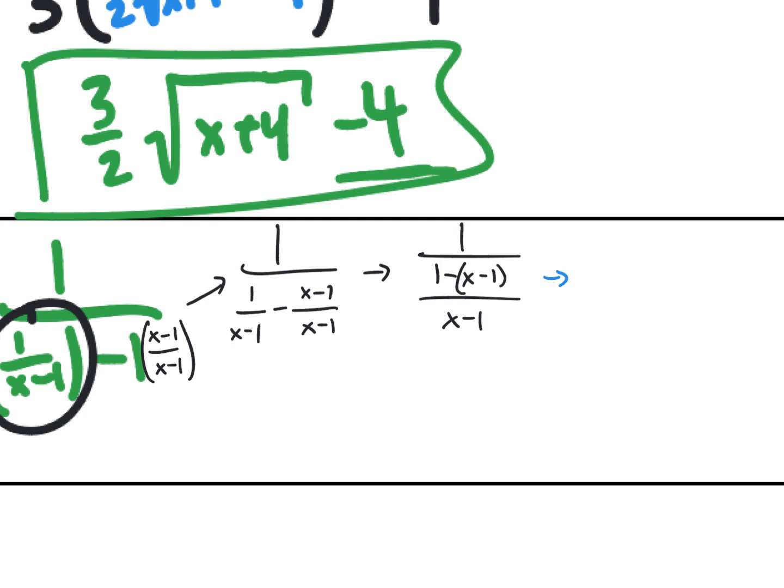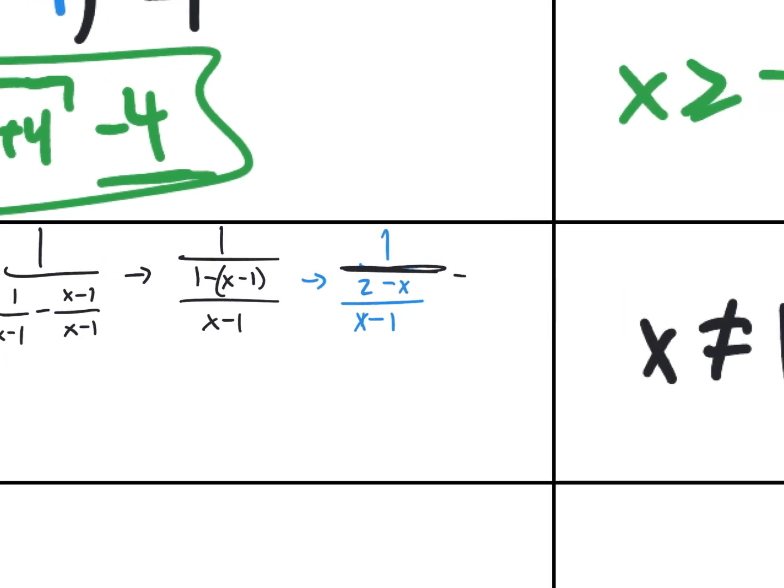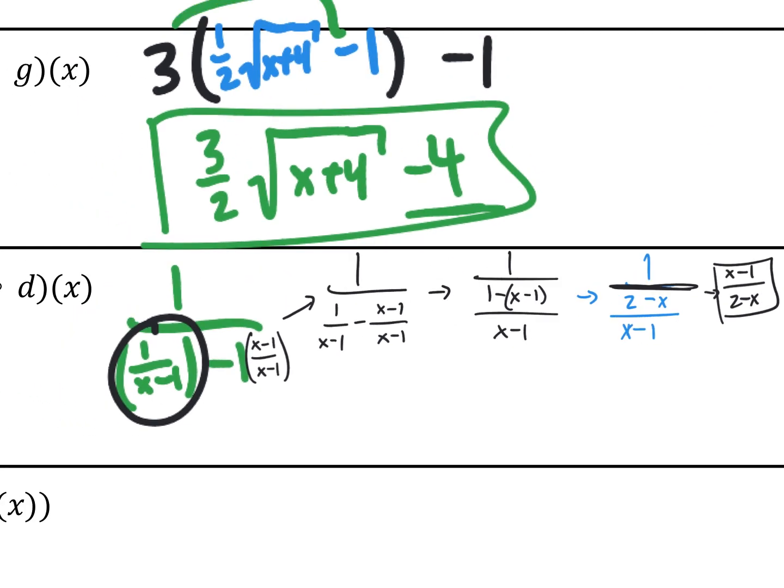This is going to be 1 over, well, 1 minus negative 1 is 2, so 2 minus x over x minus 1. And now we know that when we divide by a fraction, that's like multiplying by the reciprocal. So this is just going to give me x minus 1 over 2 minus x. And this is how I'm going to write my final answer. However, it's kind of helpful for us to see this right here to talk about the domain.